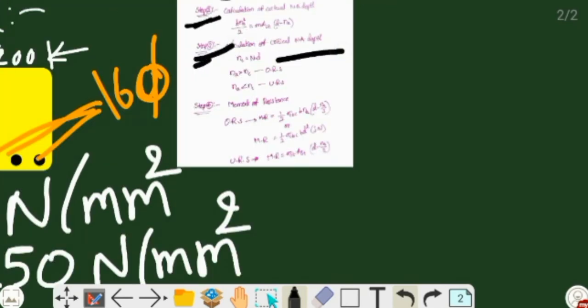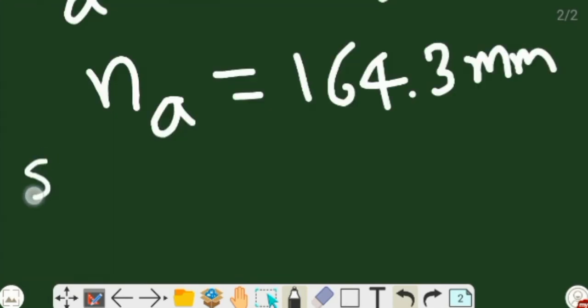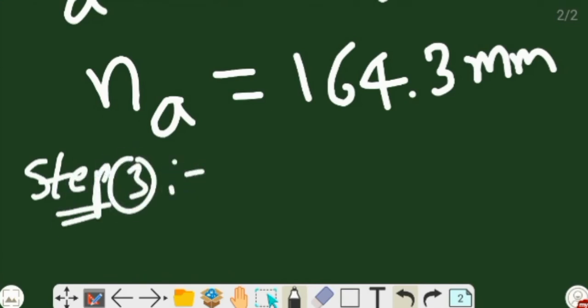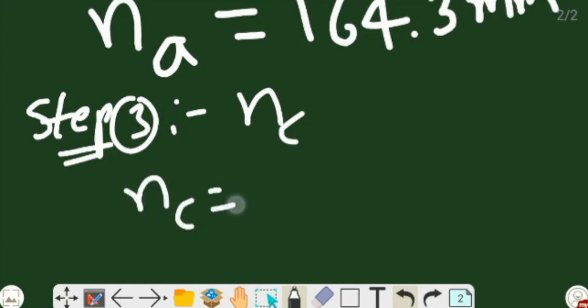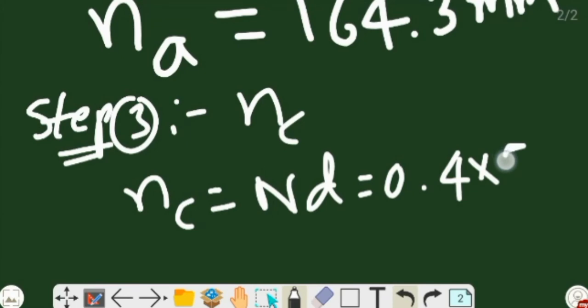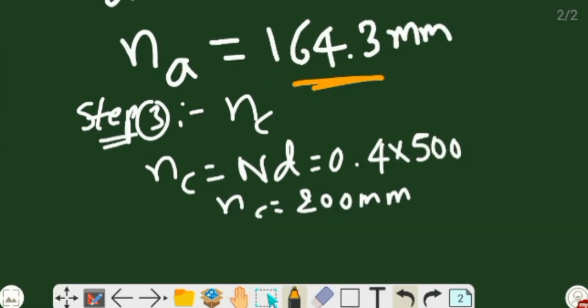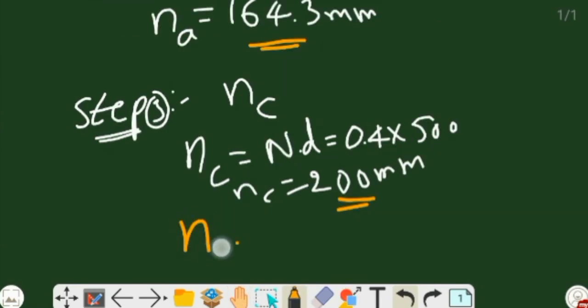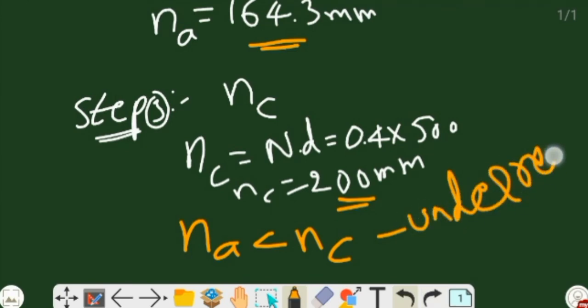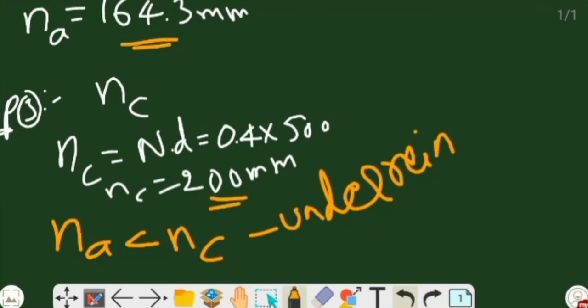Next step is calculation of critical neutral axis depth. Step 3. Calculation of n suffix c. Then nc equal to capital N into d. N is 0.4 and d is 500, and nc we get as 200 mm. Comparing na and nc, na is less than nc. This means the section is an under reinforced section. Under reinforced section means the reinforcement provided in the beam is less than the balanced section.